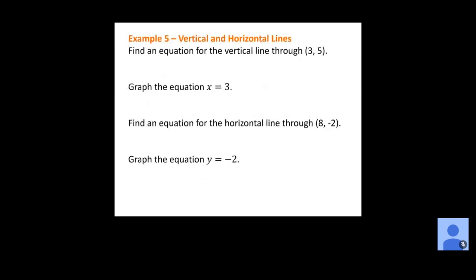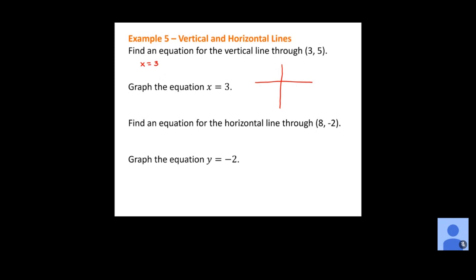All right, so we want to find an equation for the vertical line that goes through the point (3, 5). So what would our equation of a vertical line through (3, 5) look like? Just x equals 3. Good. So we say x equals whatever that x value is of our point. So x equals 3 is the equation of that line. And now the second part here, we want to actually graph the equation x equals 3.